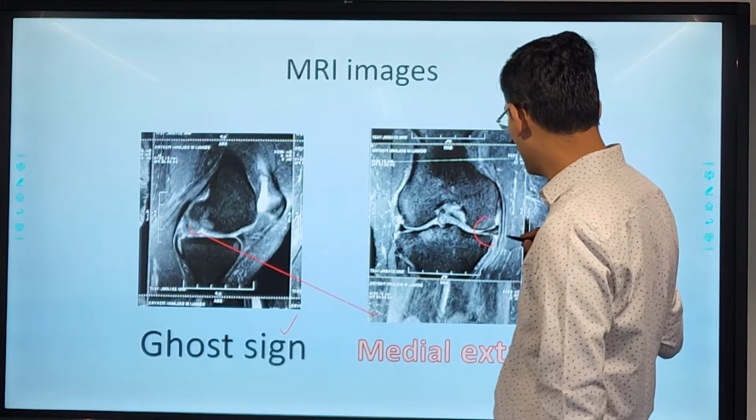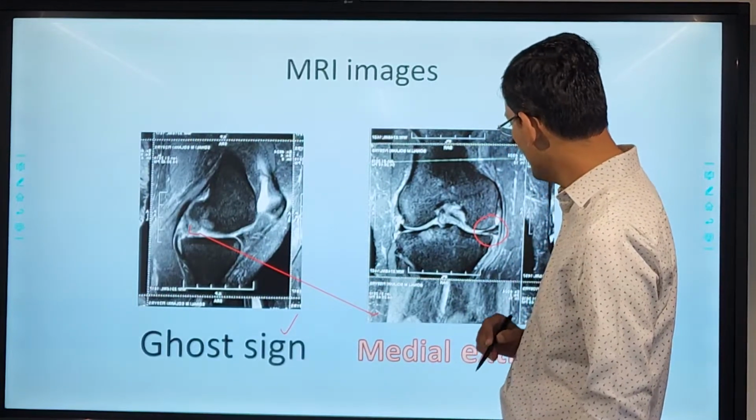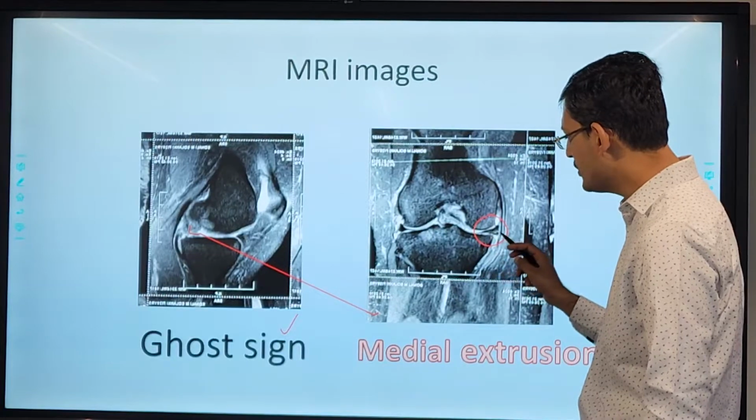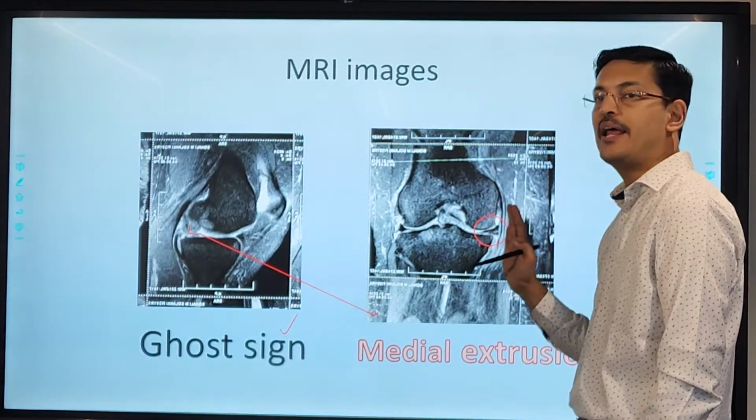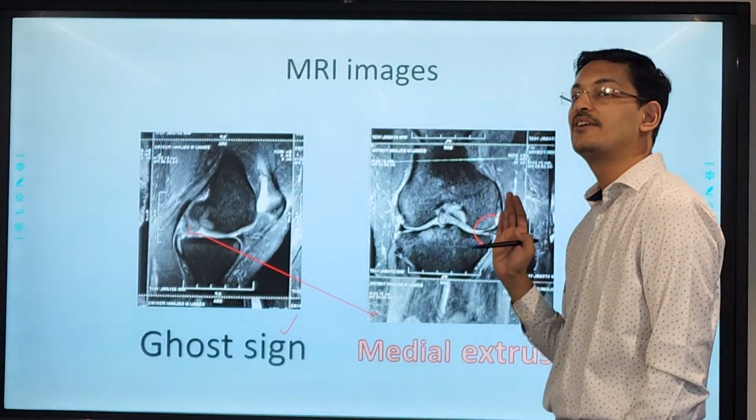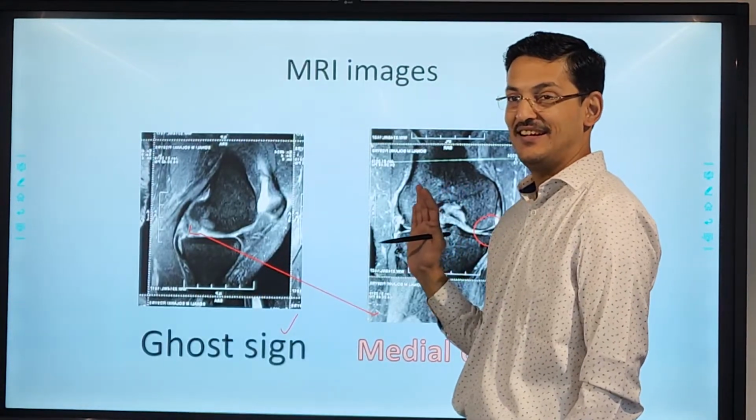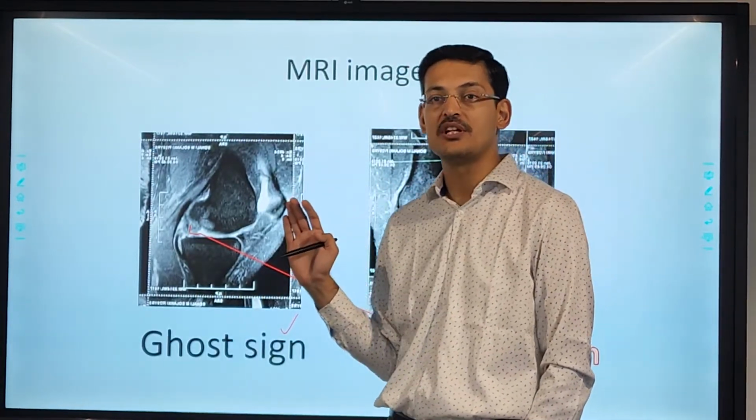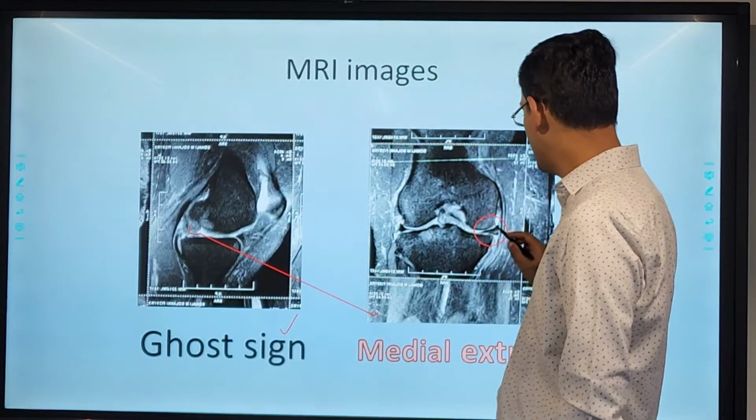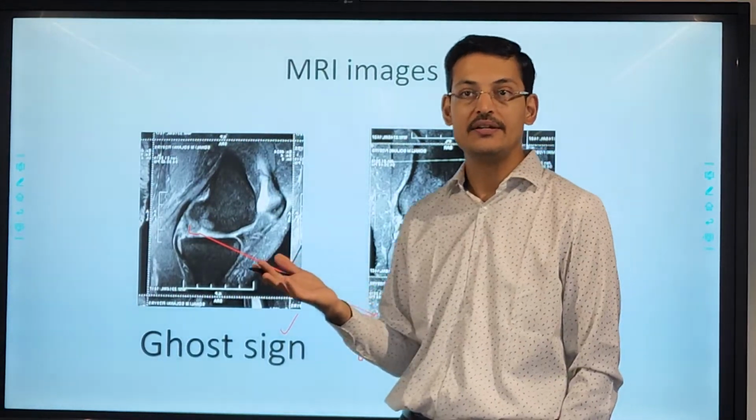And this is what I was talking to you about. This was an extrusion. So this meniscus has started going out. Mind you, this MRI image is a supine image. MRI is done in supine position. So whenever the patient will bear weight, this extrusion is bound to increase. Okay.